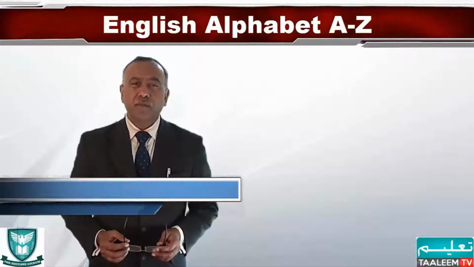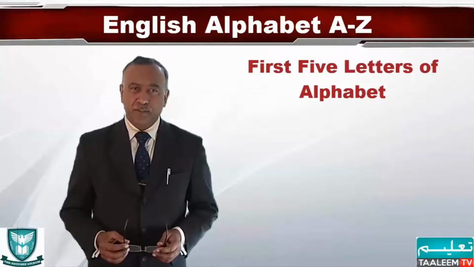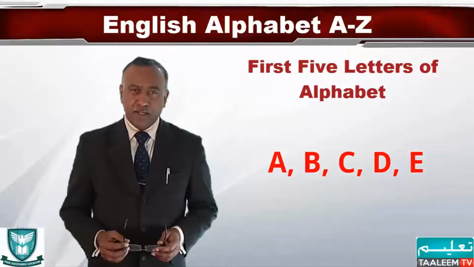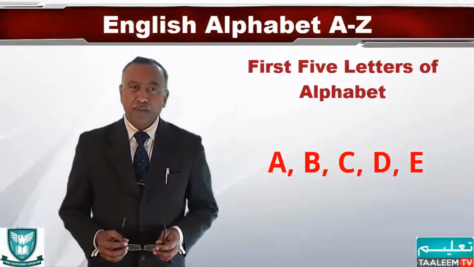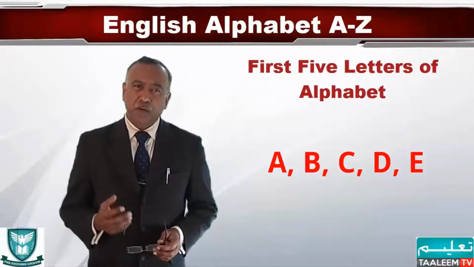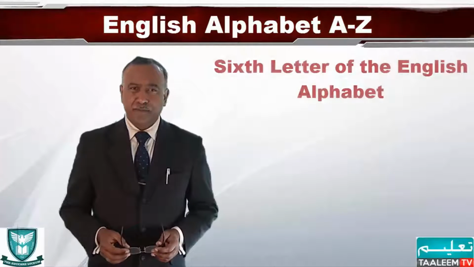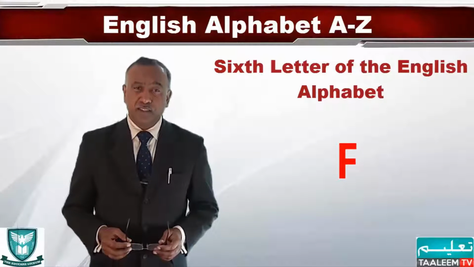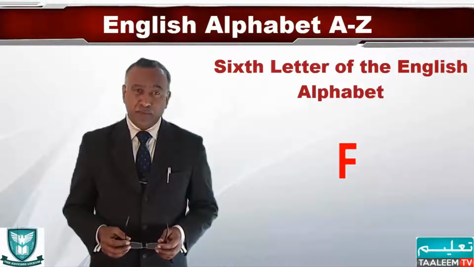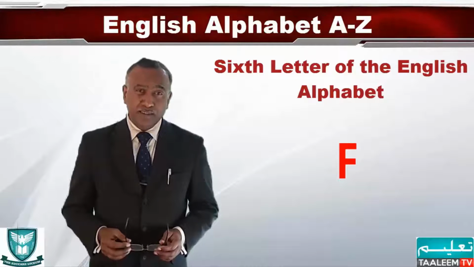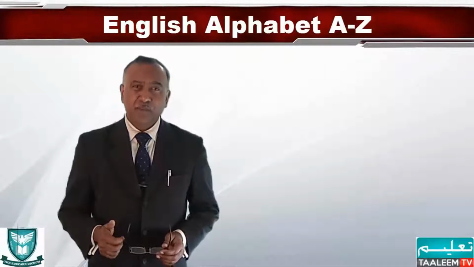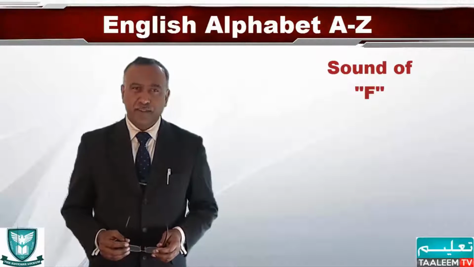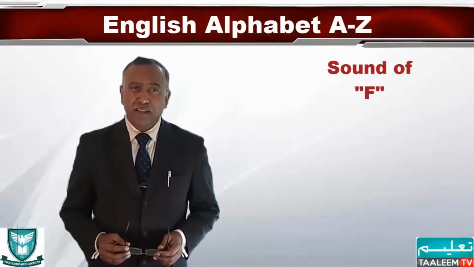Last time we learned the first 5 letters of the English alphabet, starting from A to E. And now we'll learn the next letter, that is F. And this is the 6th letter of the English alphabet. Which one? 6. Yes. And its sound is F. Its sound is F.